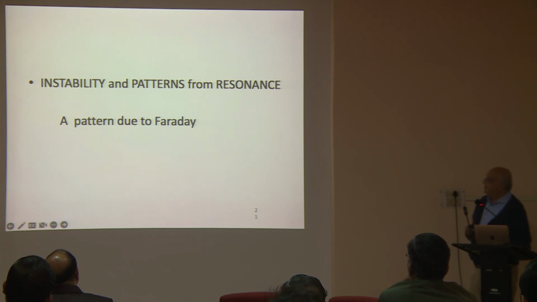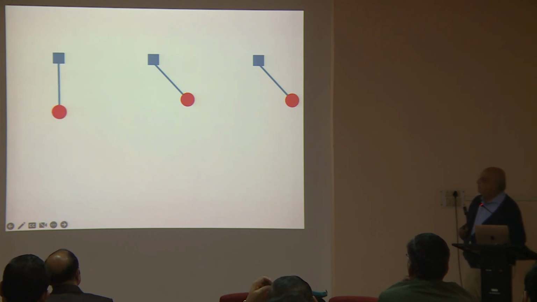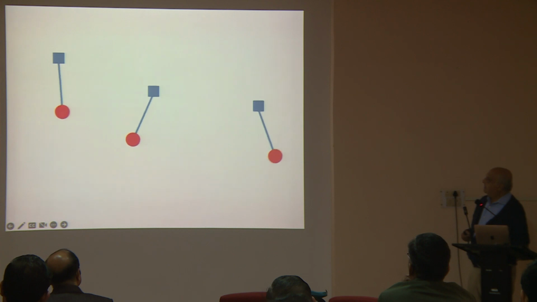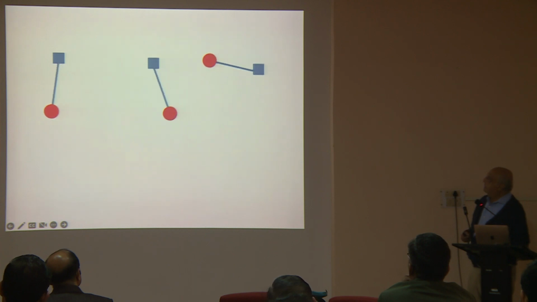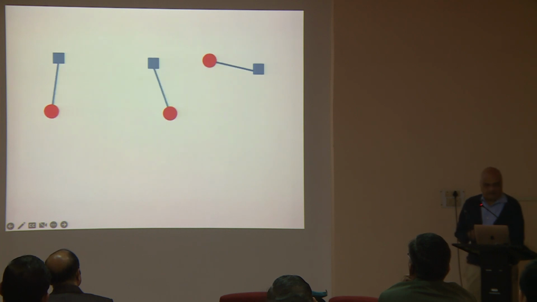It's a pattern due to Faraday. So I want to point out here, let us say that I have a pendulum that's moving simply like this, or it can move up and down by the base state. Now I can move the pendulum base rate faster and faster. This is an animation, and suddenly it will become unstable, depending on certain frequency.